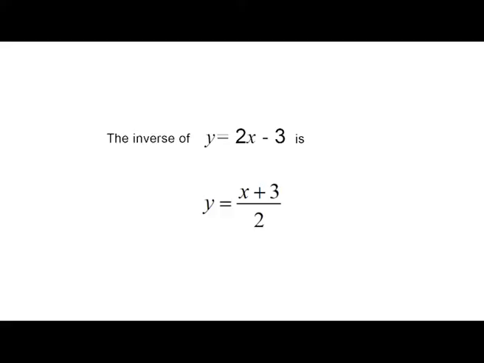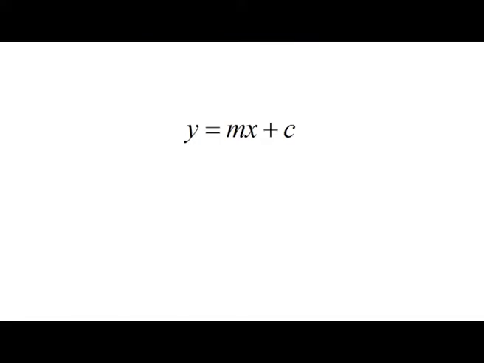Geometrically, the inverse of this straight line y equals 2x minus 3 is also a straight line y equals (x plus 3) divided by 2, obtained by interchanging x and y. Proceeding as in the above example, we remark that the inverse of a straight line y equals mx plus c, where m is a non-zero real number, is obtained by interchanging x and y and is given by x equals my plus c, or simply y equals 1 by m into (x minus c).